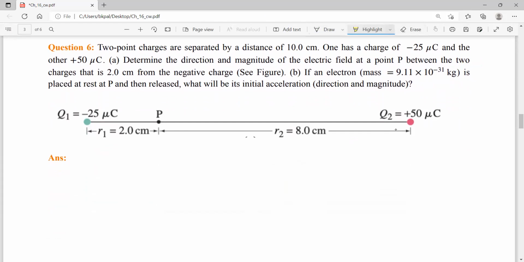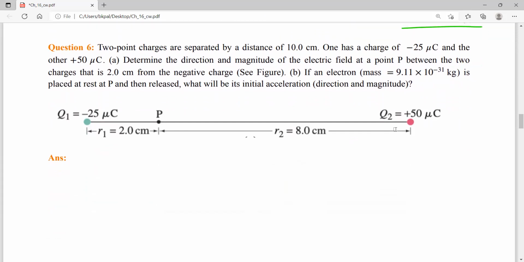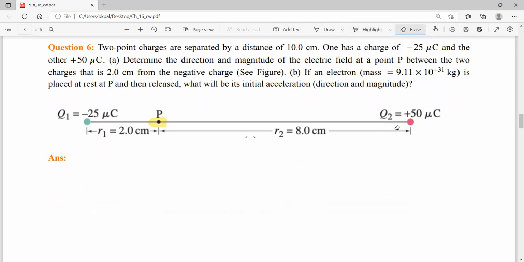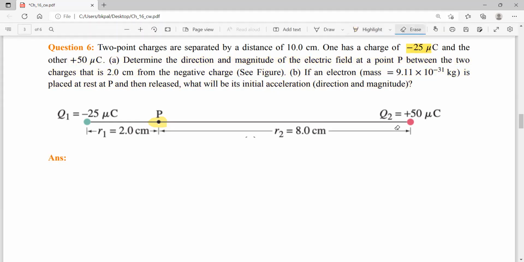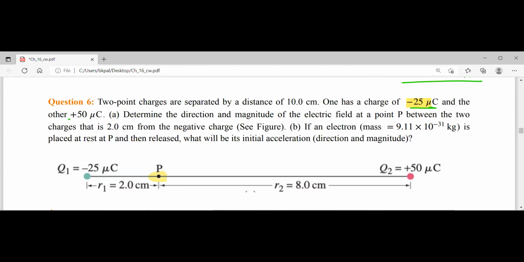The next problem, again, we have to calculate the direction and the magnitude of the electric field at a point P. P is here, and then we are given two charges on the two other sides. One is this one and another is this one. And we have to calculate the direction and magnitude of the electric field at point P.